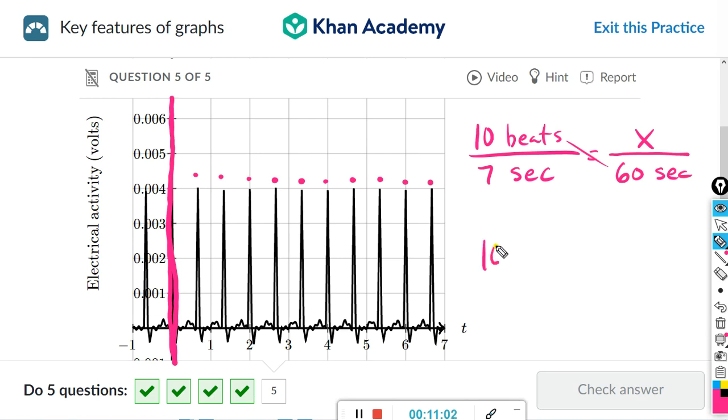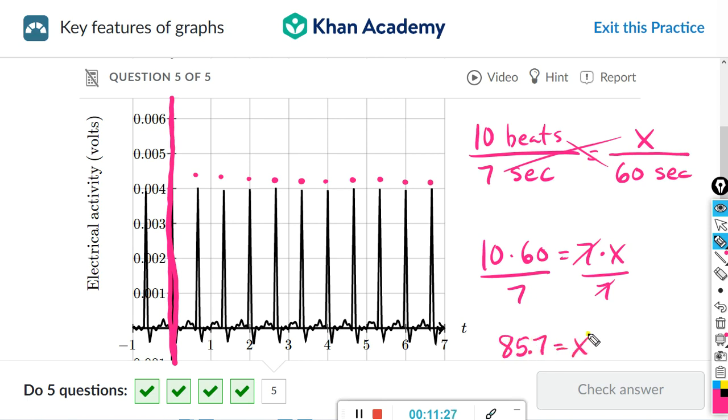10 times 60 equals 7 times x. Okay, divide both sides by 7. And it cancels here. I'll do this on the calculator. All right, on the calculator, I get approximately 85.7. So that is the number of beats per minute.